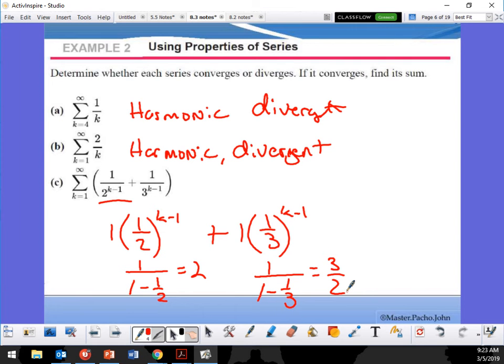So, do both of these individually converge? Yes. So what can I do with their sum? Add them. So I'm going to get how much? 7 halves. We okay?